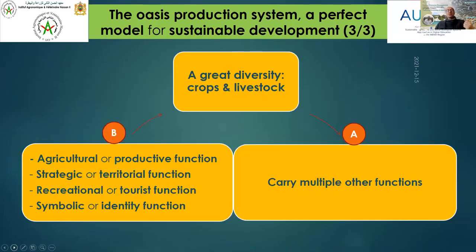We witness a great diversity of crops and livestock within the oasis agro-ecosystem, allowing agricultural or productive function, strategic or territorial function, recreational or tourist function, symbolic or identity function, and it allows to carry multiple other functions.